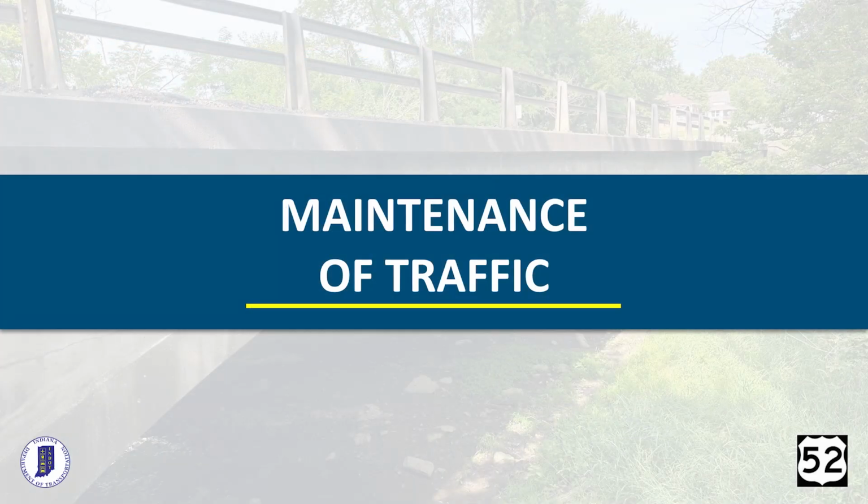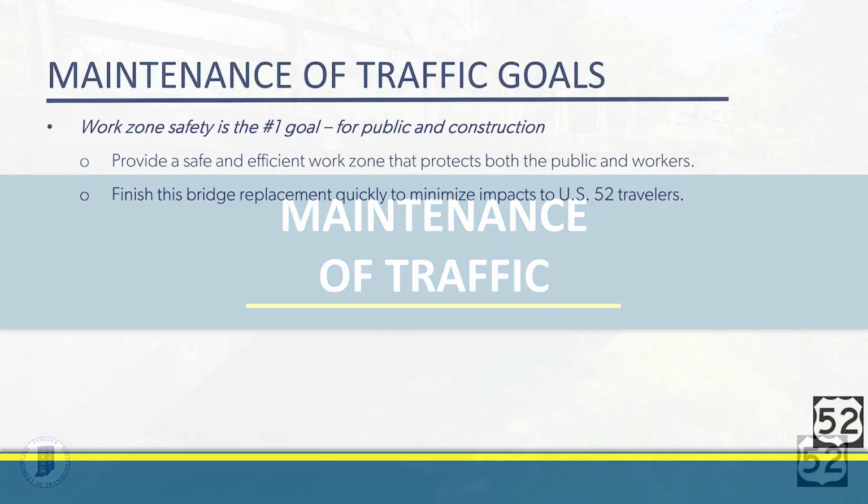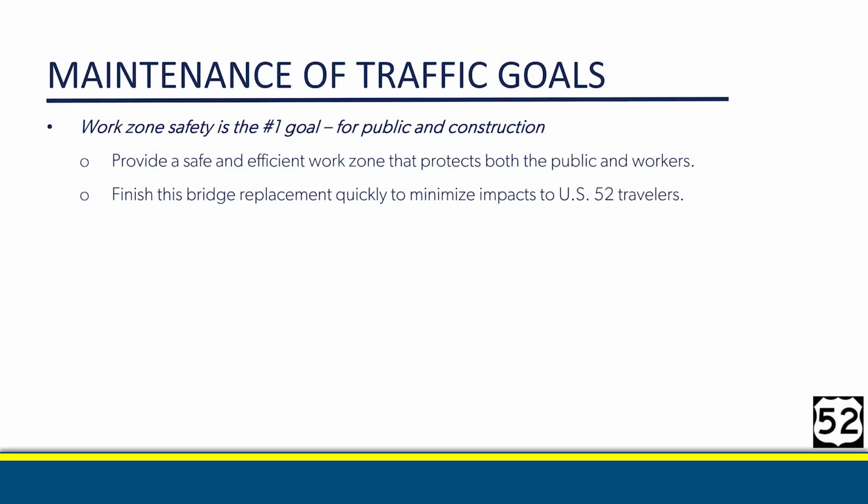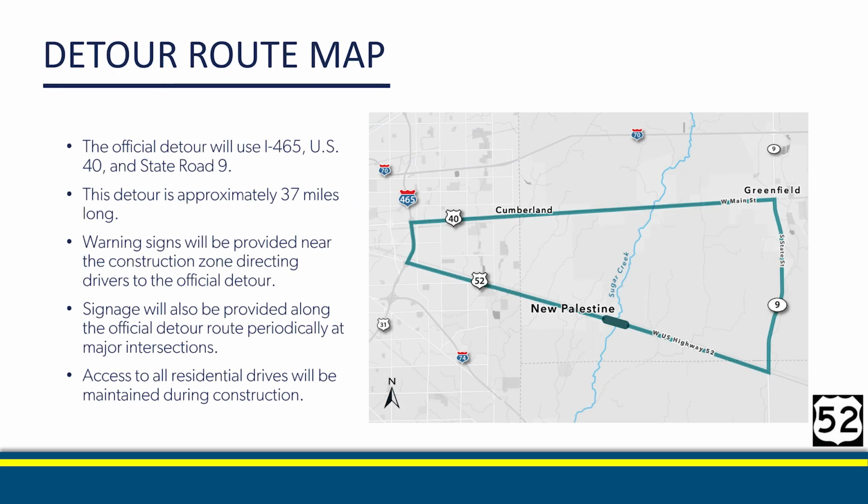Next, let's take a look at the maintenance of traffic. Work zone safety is the number one goal, both for the traveling public and construction workers equally. This is followed by the goal of completing the bridge project while impacting US 52 travelers in the least possible way. With the bridge being closed for a full replacement, a detour route is required. The official detour will use I-465, US 40, and State Road 9, a detour that's approximately 37 miles long.